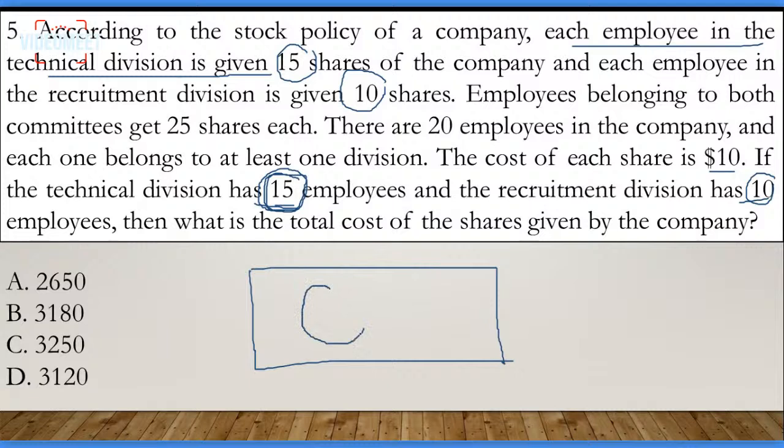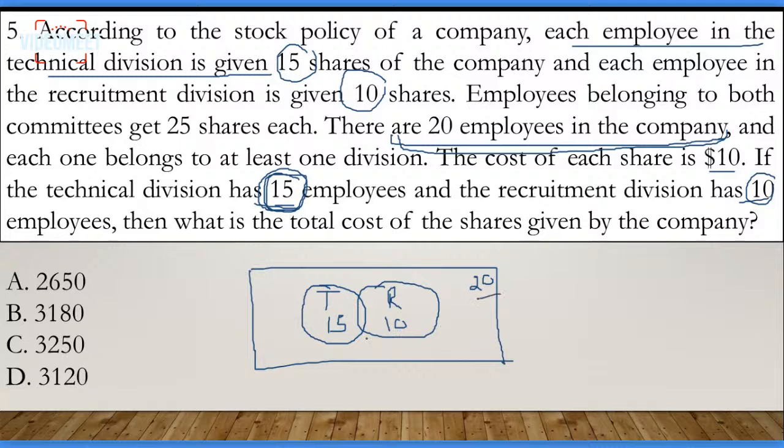The technical division has 15 employees, and the recruitment division has 10 employees. But according to the question, there are only 20 employees in the company. What is the sum of 15 and 10? It is 25, but the total is 20. That means 5 is extra. No, it is the common part. That means 5 employees belong to both the recruitment and technical divisions.